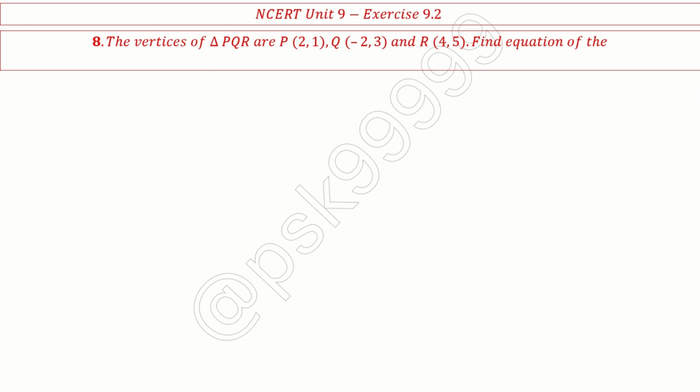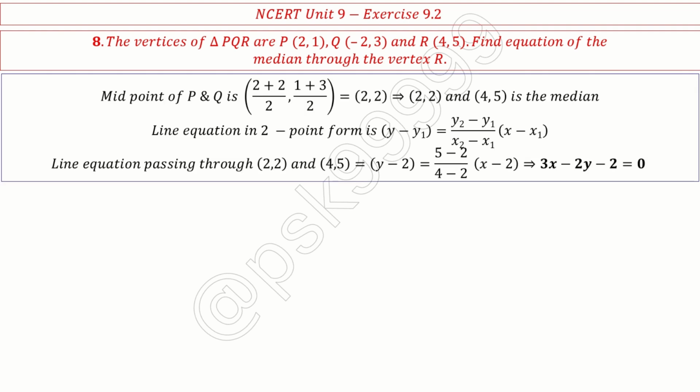Vertices of a triangle PQR are 2 comma 1, minus 2 comma 3 and 4 comma 5. Find the equation of the median through vertex R. So you have one point, and you have to find the other point. What is the median? The median connects a vertex to the midpoint of the opposite side, correct? R's opposite side is PQ. So the midpoint of PQ is 2 comma 2. So I am looking at the line passing through 2 comma 2 and 4 comma 5, correct? So use the 2-point form of a straight line, and you will get the answer 3x minus 2y minus 2 equal to 0.